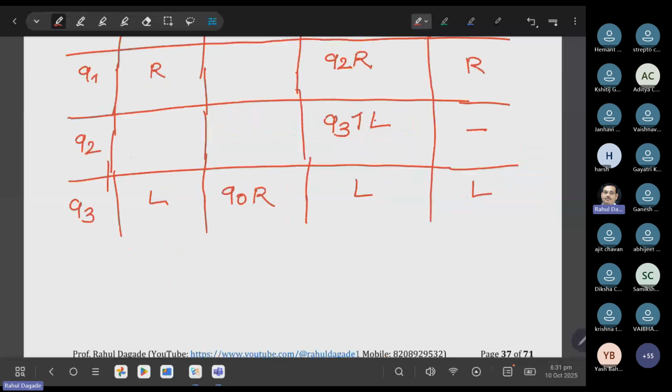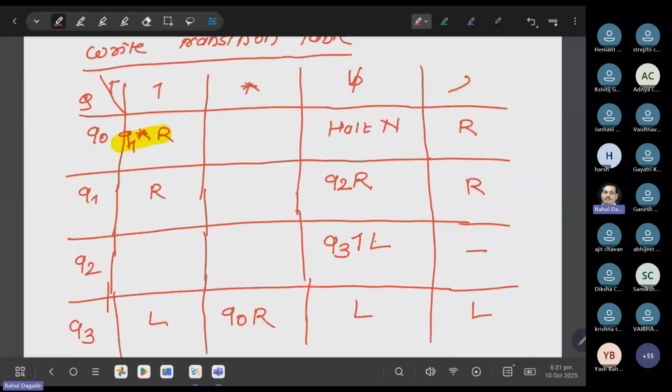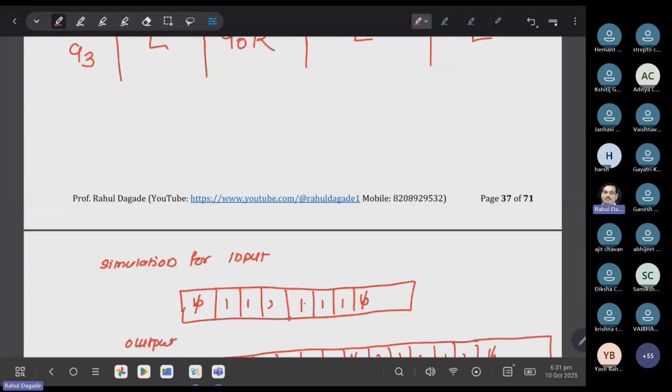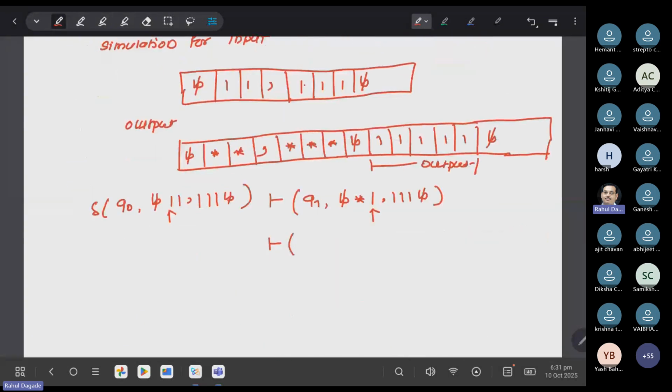Q1 state is taking the pointer to the end. For input 1, it remains in the same state and moves the pointer to the right. So that means it is in Q1 state: blank star 1. It moves the pointer to the right, 1 is as it is, comma 1 1 1 blank.